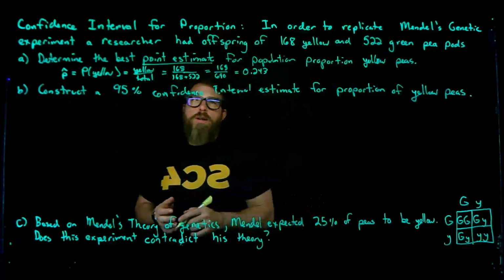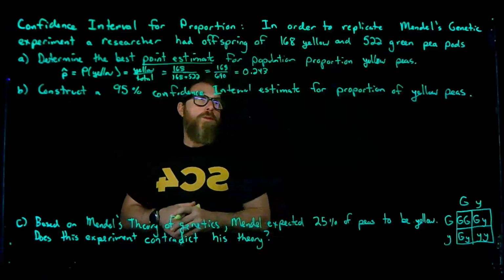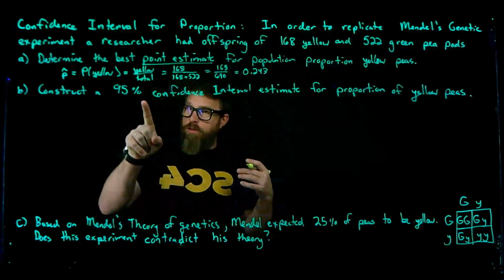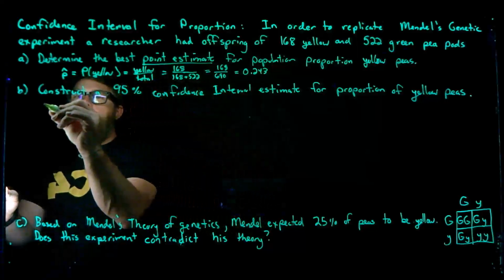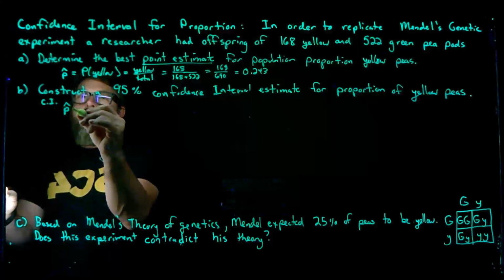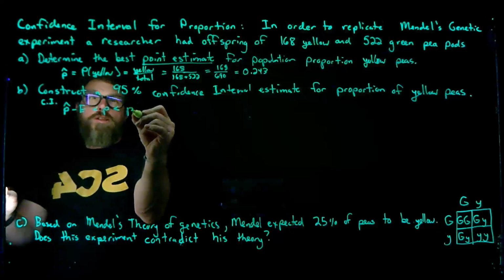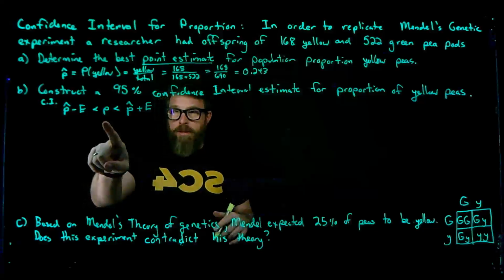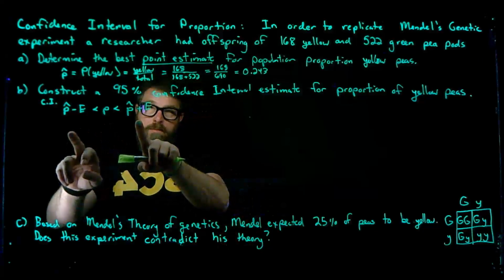Now I want to construct a 95% confidence interval estimate for the proportion of yellow peas. And what we know is we're going to use p hat to do this, and the formula for a confidence interval says that, I'm going to write this as CI for confidence interval, is done by p hat minus E less than the population proportion less than p hat plus E. So note that we're estimating the population proportion, and we're estimating it between these two values we're going to find.